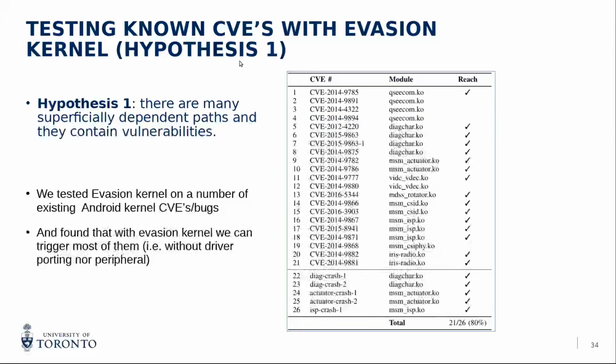So now we have these three hardware and software dependencies evasion techniques, and we can use them to verify our hypothesis about superficially dependent paths. In order to check that there are many superficially dependent paths and they contain vulnerabilities, we checked a list of 26 known bugs from 10 different drivers and checked if we can trigger them with our system. We were able to do that in 80% of cases, which confirms our first hypothesis.